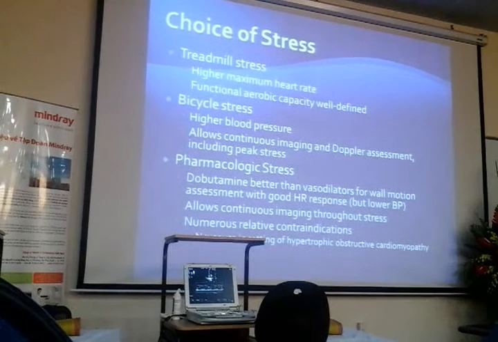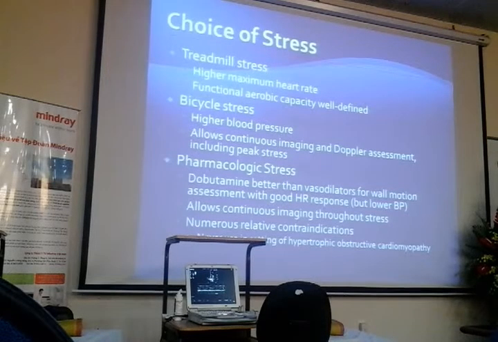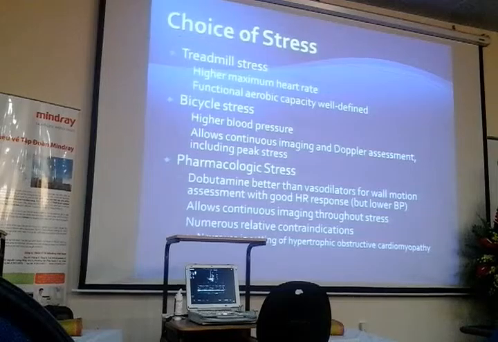You'll see in the coming talk that the dobutamine stress is obviously going to be our stress test of choice in the patients with low flow aortic stenosis, and that those patients who we are more interested in the Doppler assessment of either valvular function or systolic pulmonary pressures, frequently using the bicycle stress will give us a longer imaging time.